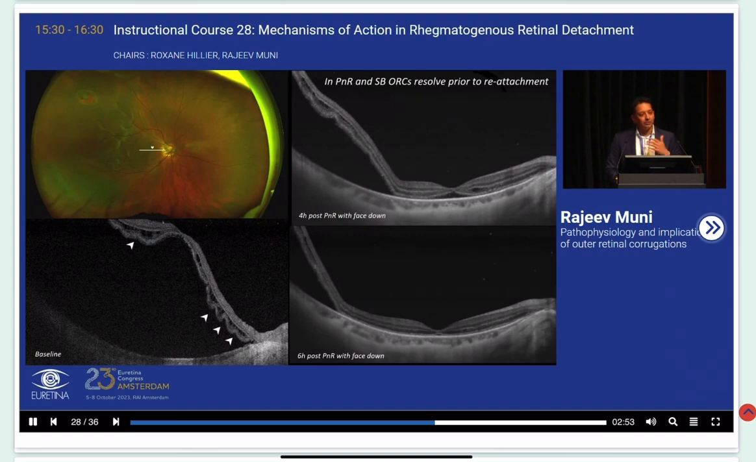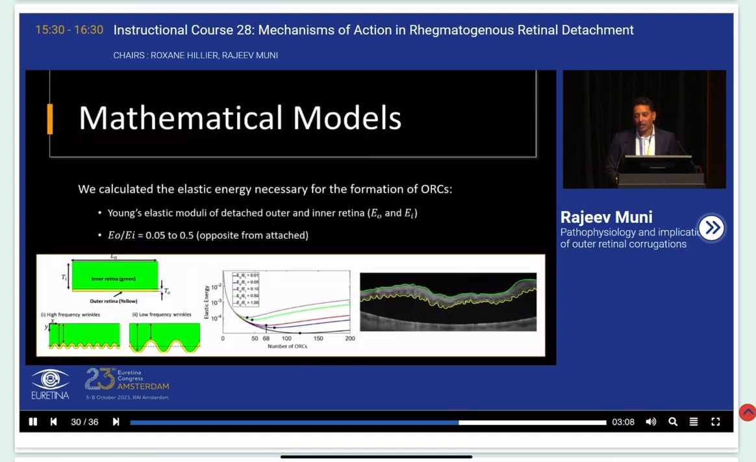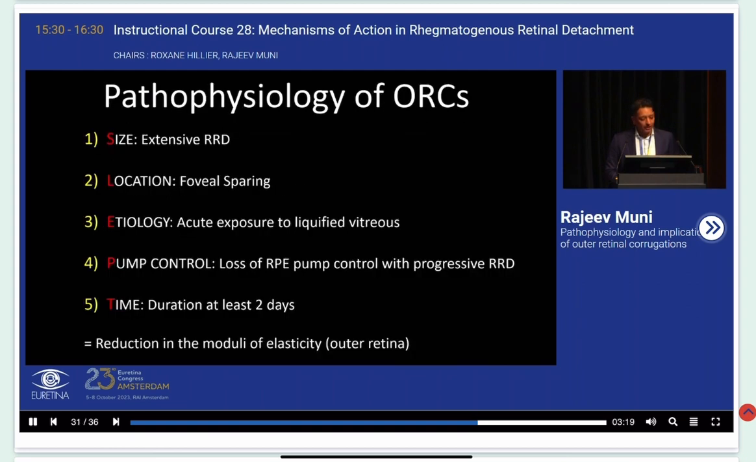What about a patient who had pneumatic retinopexy with corrugations and we treat it? We'll see that as soon as the bubble goes in and the fluid starts to resorb, these corrugations gradually improve and go away. And if you have residual fluid, you also will not get these outer retinal corrugations. So with our engineering colleagues, we determined that to get corrugations, you need a change in the ratio of the elasticity of the outer retina to the inner retina, such that there's a reduction in the outer retina.